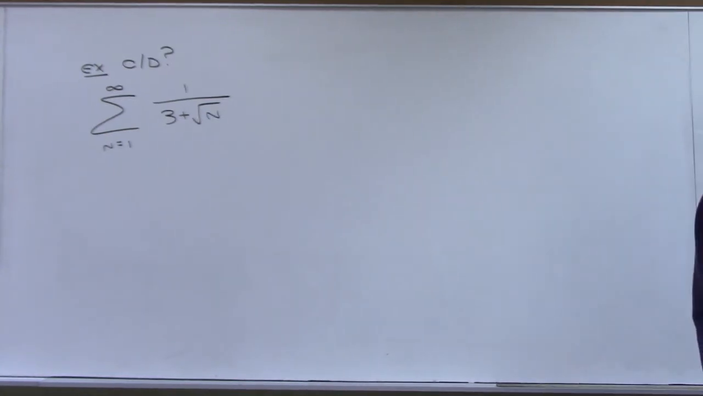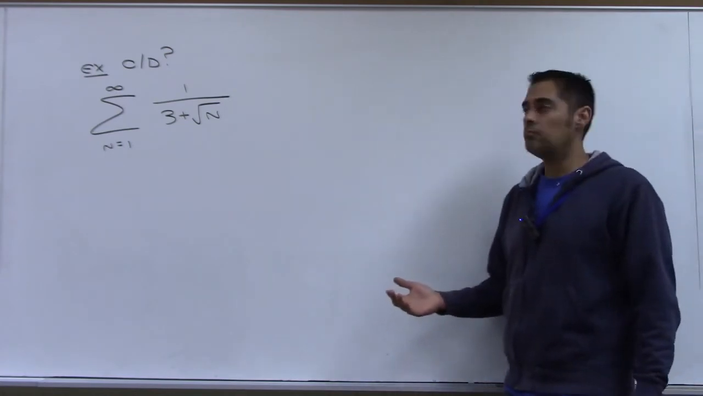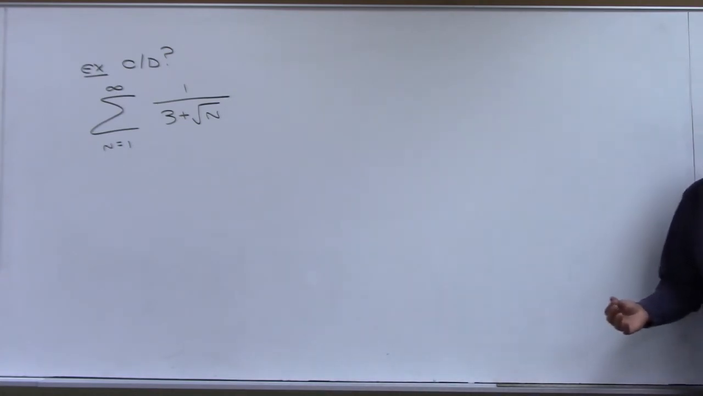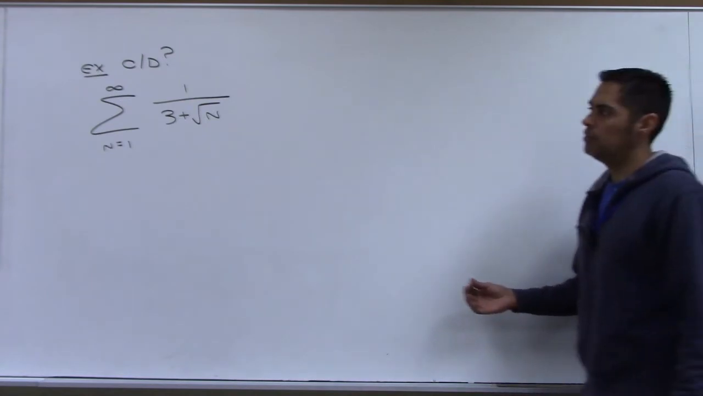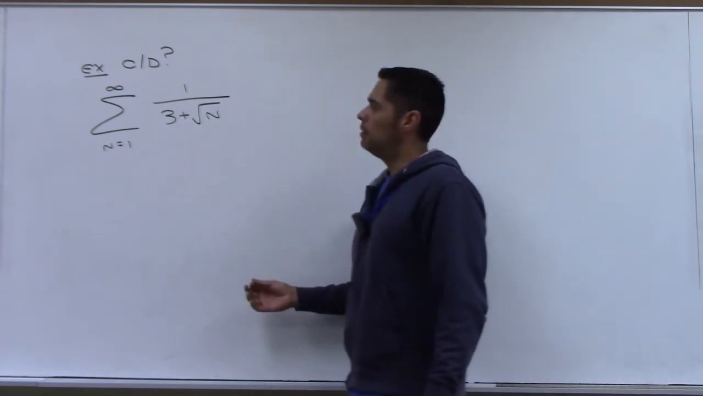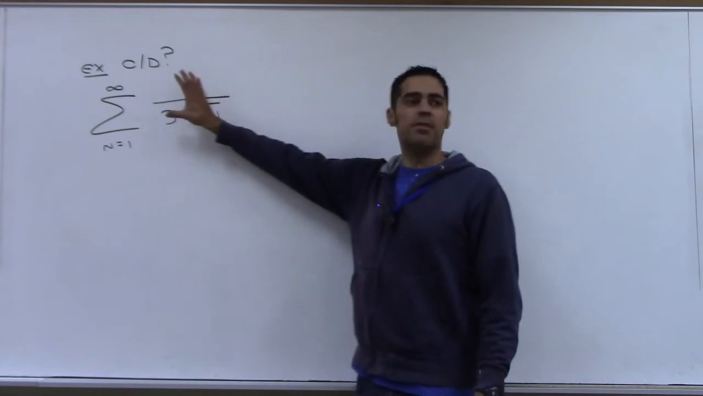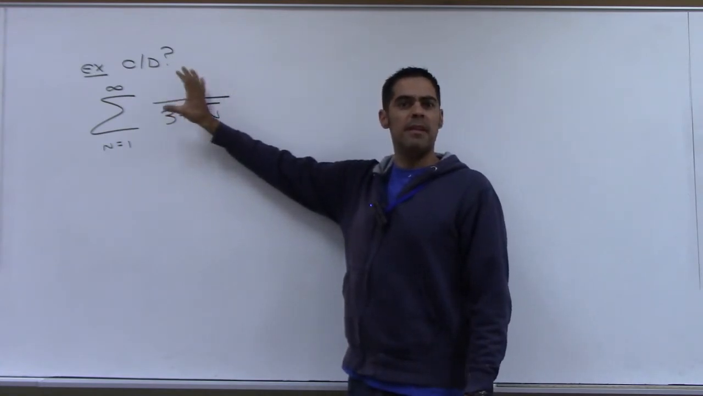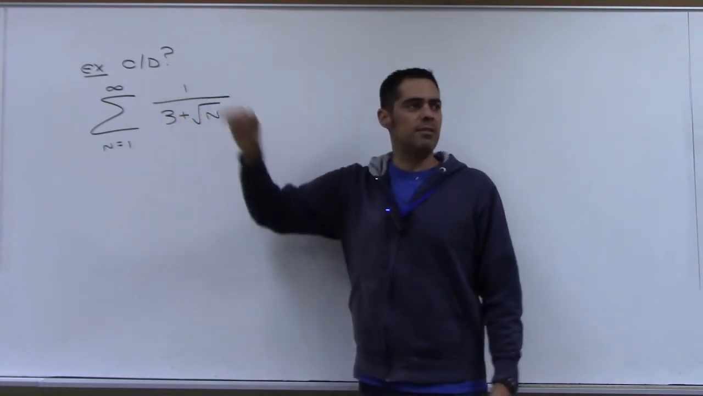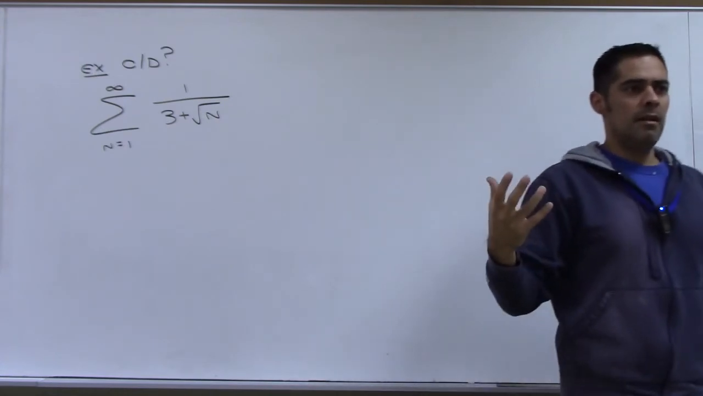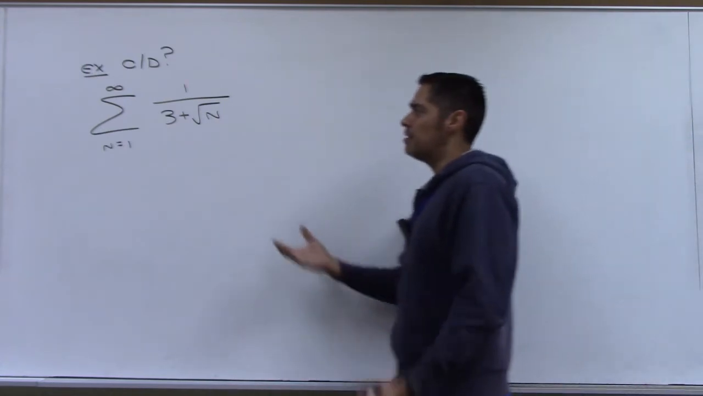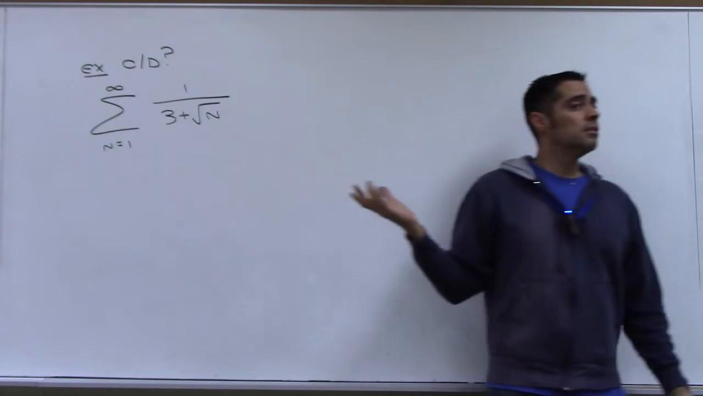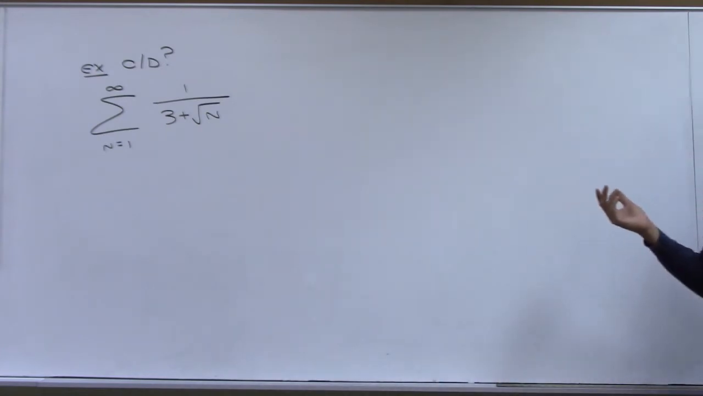Anybody want to tell me what their gut instinct is as to what this does? What goes to 0? The sequence here goes to 0? That would be the nth term test, right? Which means what? Nothing, right? But I'm saying, does anyone want to tell me, gut instinct, do you think this converges or diverges? You think diverge?